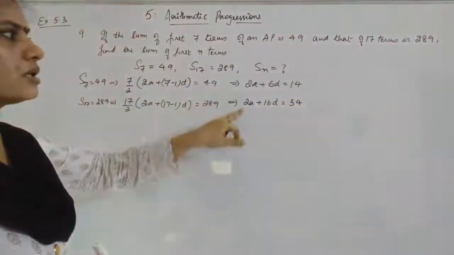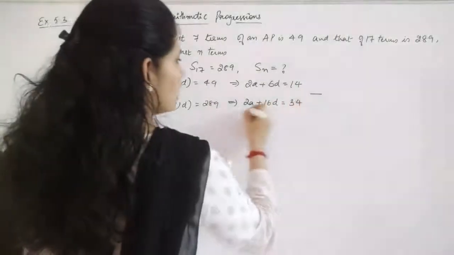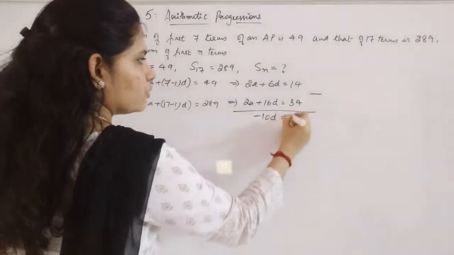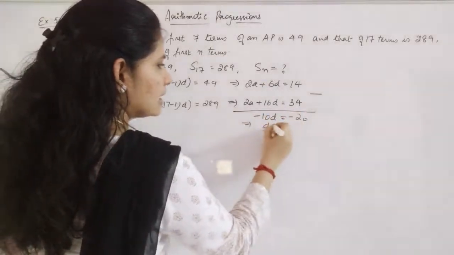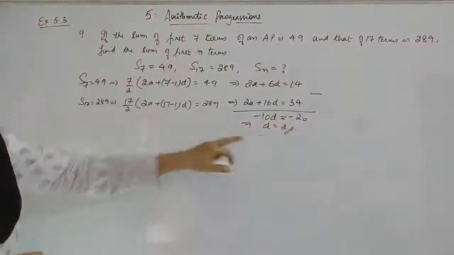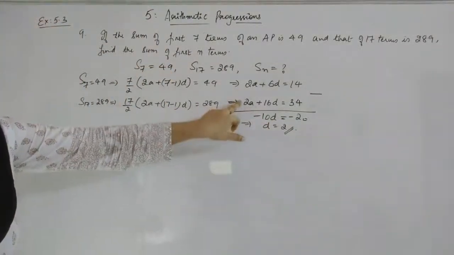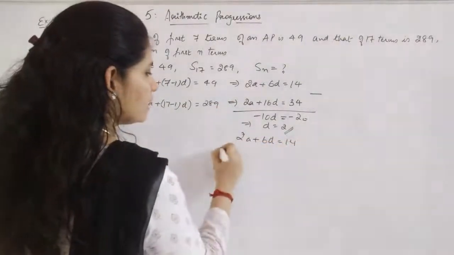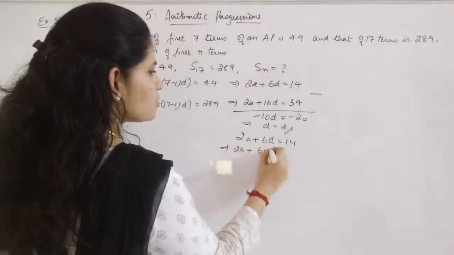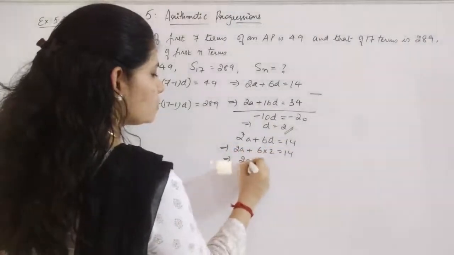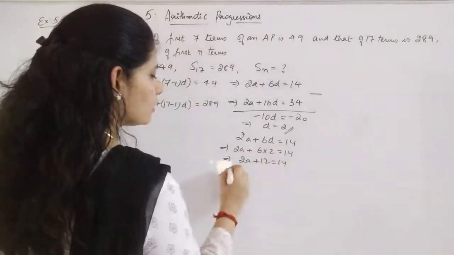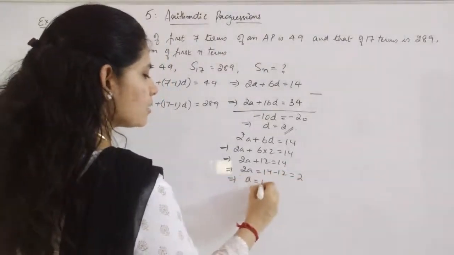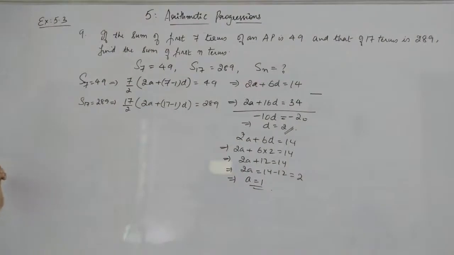Now you can just use your elimination method to eliminate one of the variables. If you are just subtracting, you will just get d. That is minus 10d will give you minus 20, or you can say d is equal to 2. Now when you got d, you can use either of the equations to find out what a is equal to. Now if I am using 2a plus 6d is equal to 14, will give you 2a plus 6 into 2 is equal to 14, or 2a plus 12 is equal to 14, or 2a is equal to 14 minus 12, which is 2. So 2a is 2 means a is 1. Okay, clear? So you got a and d.